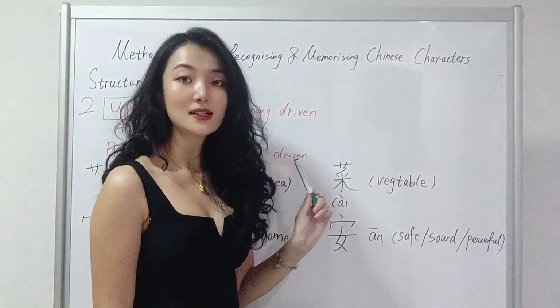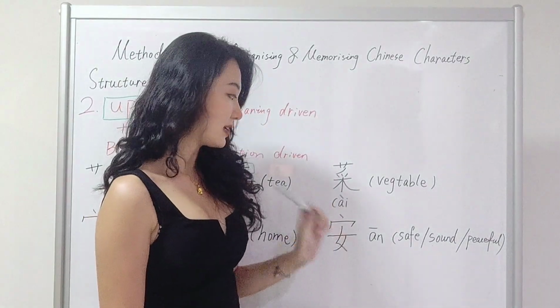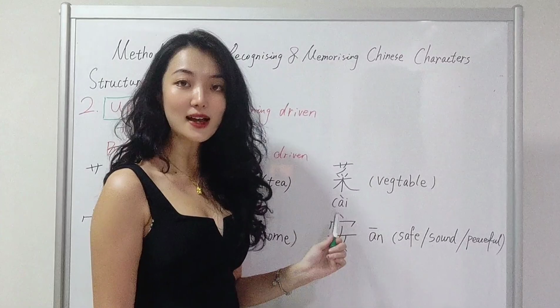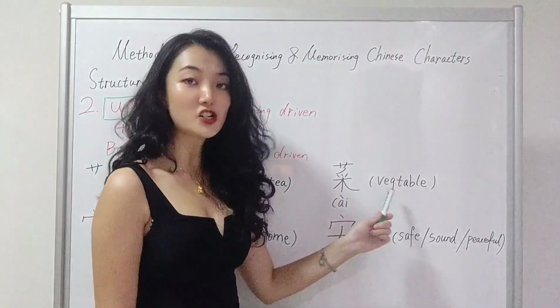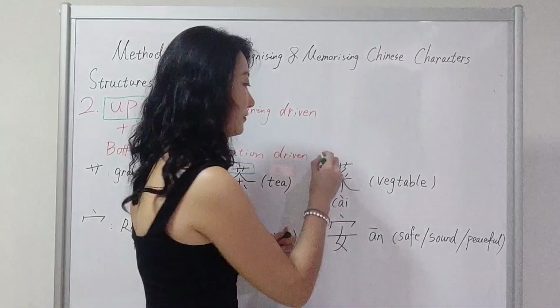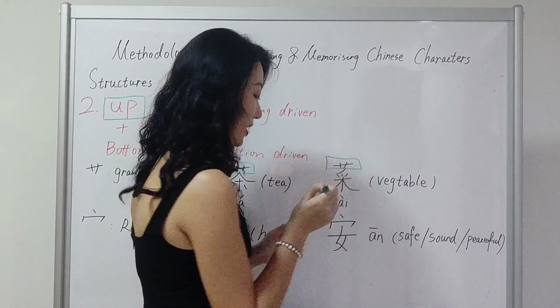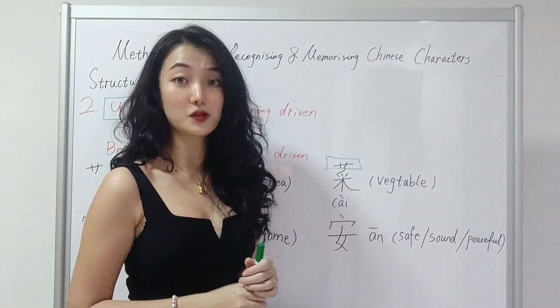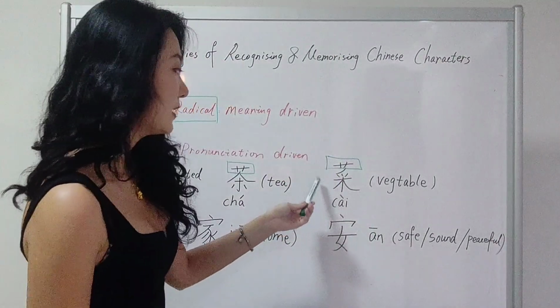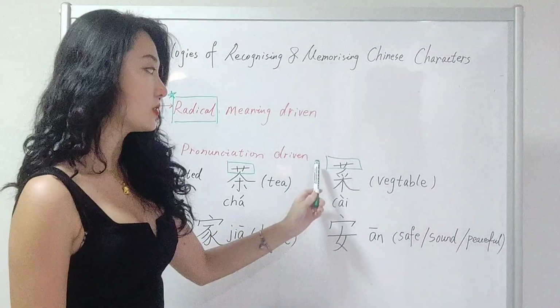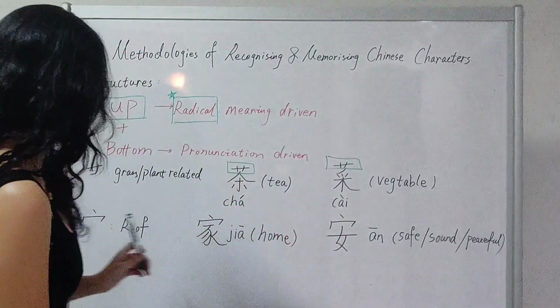And the second example's pronunciation is cài. Cài means vegetable. So a lot of vegetables, all of the vegetables are plant, right? Yes. So cài is also with this radical.